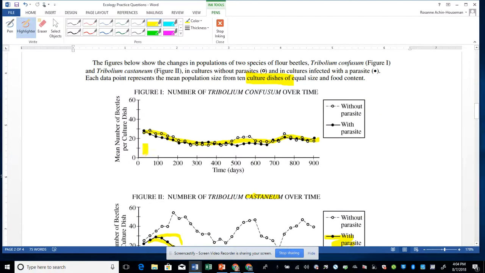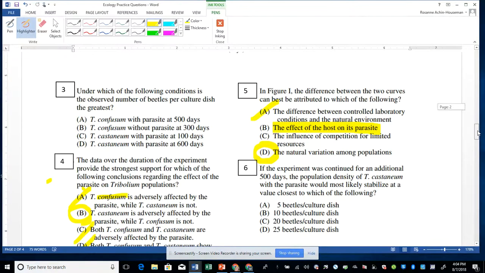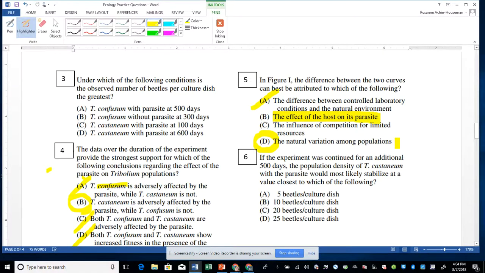So do you notice how the lines pretty much follow each other? Sometimes the without parasite is above, sometimes the with parasite is above. Here they separate just a bit. Here they swap places again a little bit, but the lines pretty much follow each other. So the difference between these populations is probably just a little bit of natural variation between populations. And if you had trouble with this one, you are not alone.